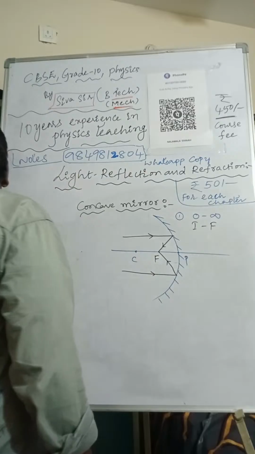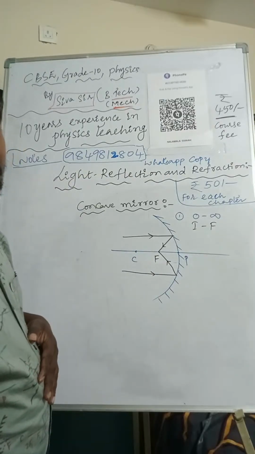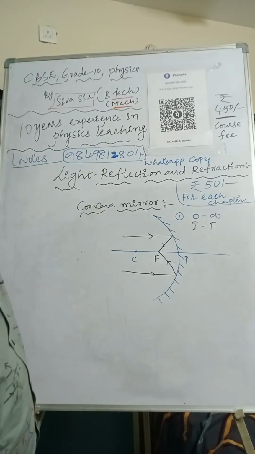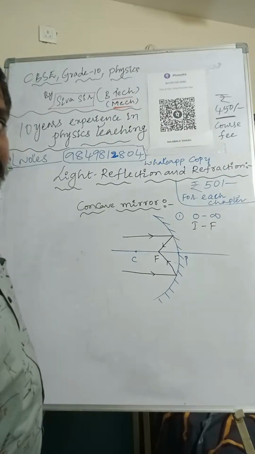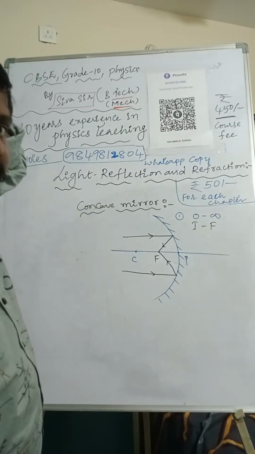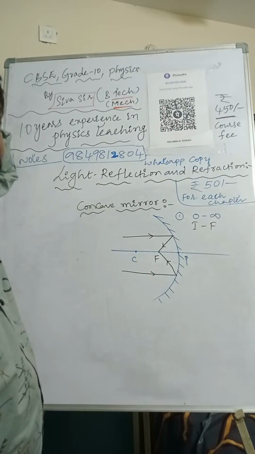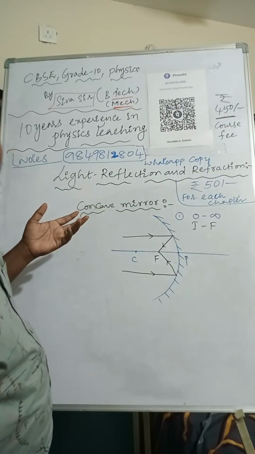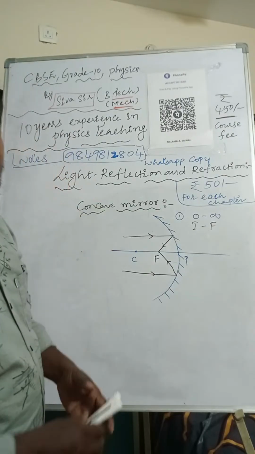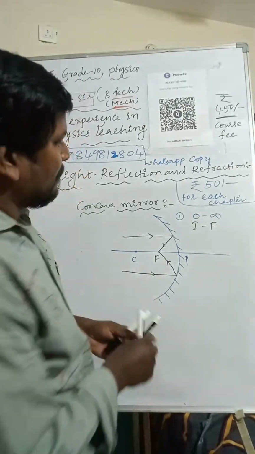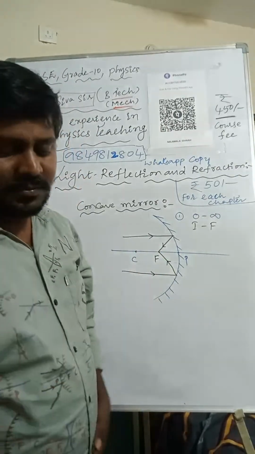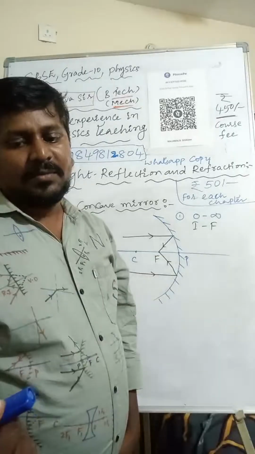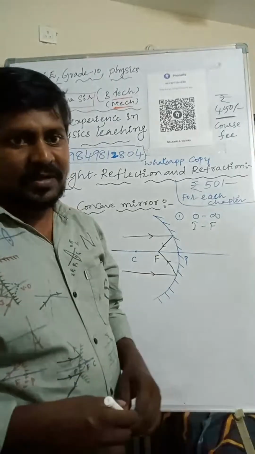Once again, I am telling you, the object is placed at infinity, so the image is formed at focus. So what type of image will form? Real, inverted. Object is at infinity, the image will form at focus. So what is the nature of the image?